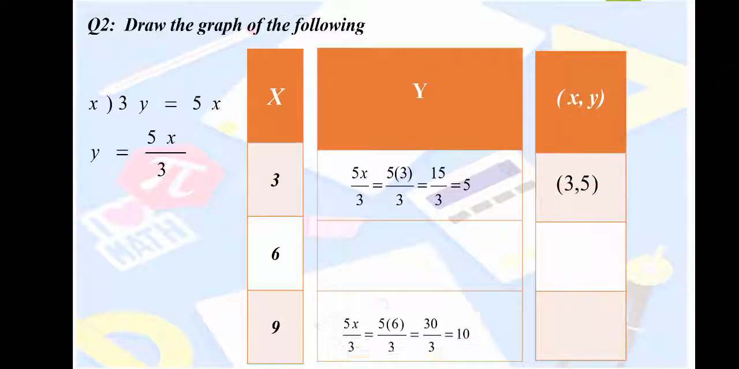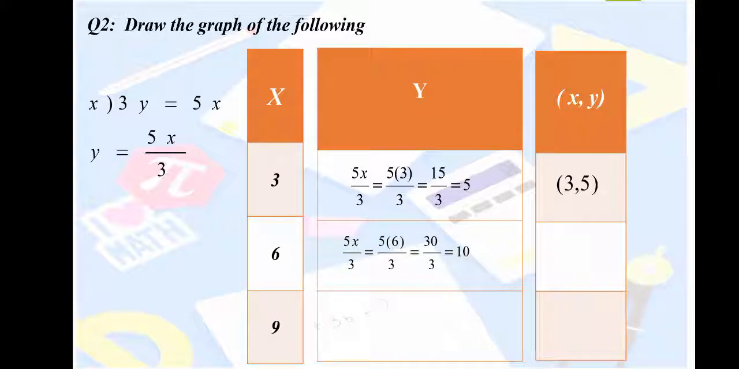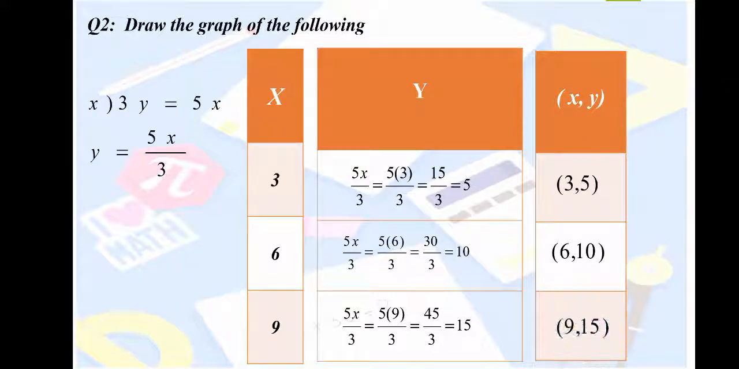Next, the value of x is 6. Replacing it in the equation, it will become 5 into 6 over 3. 5 into 6 is 30 and 30 divided by 3 is 10. So the ordered pair is (6, 10). In the third row, the value is 9. Replacing it in y = 5x/3, 5 into 9 is 45, and 45 divided by 3 is 15. So the ordered pair is (9, 15), as the value of x is 9 and the value of y is 15. So the ordered pairs are (3, 5), (6, 10), (9, 15).